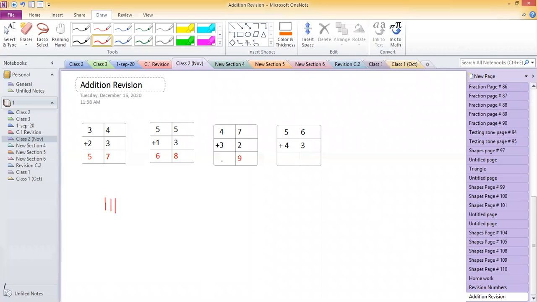You can use fingers also to add it. 7 in your mind, 2 in your hand: 8, 9. Okay. Then the next is 4 plus 3. 4 in your mind, 3 in your hand: 5, 6, 7. So 4 plus 3 equals 7. This is your answer. Now you have to tell me this. 56 plus 43. Tell me the answer of that.